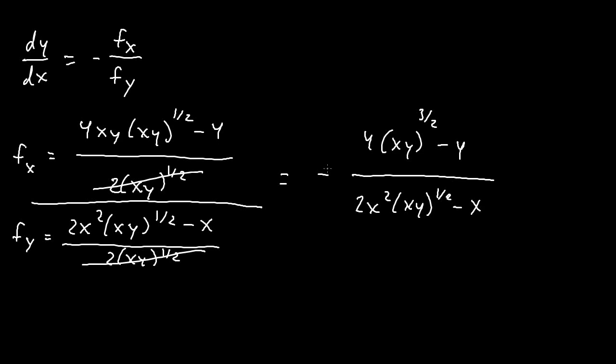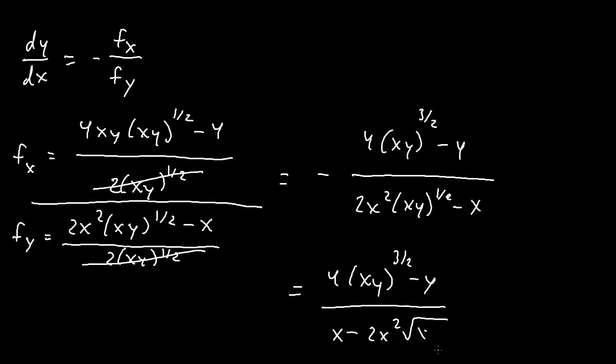Now if you want to, you can also distribute the negative to the numerator or denominator, so let's just distribute it to the denominator. So then we'll get 4 times xy to the 3/2 minus y over x minus 2x squared. I'll just rewrite xy to the 1/2 as the square root of xy. So that is going to be equal to dy/dx, or y prime.